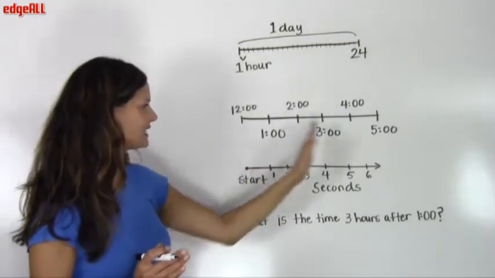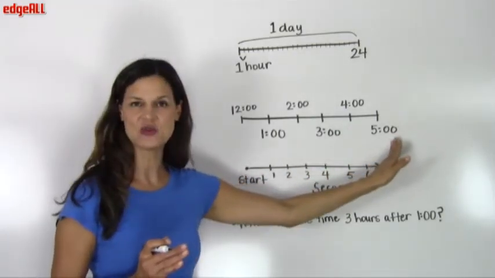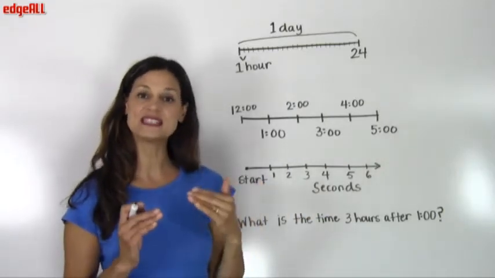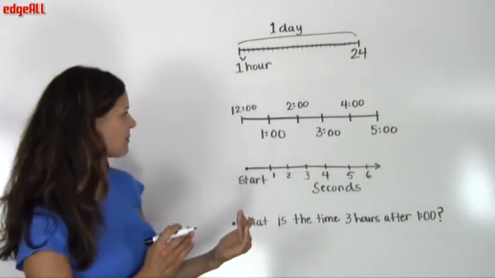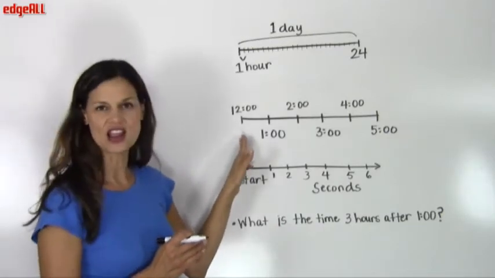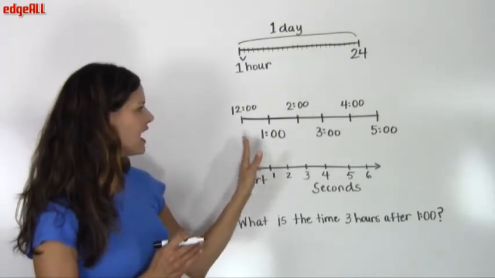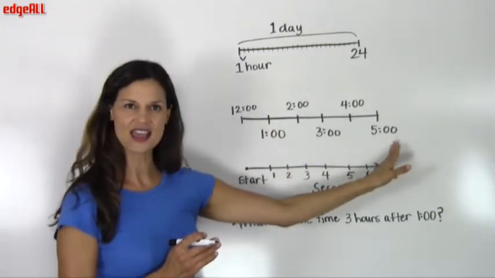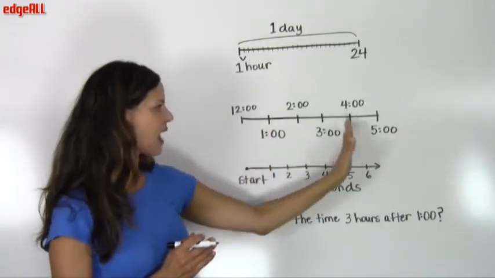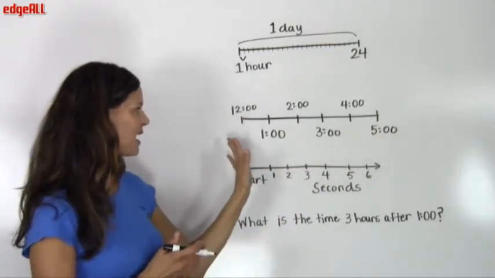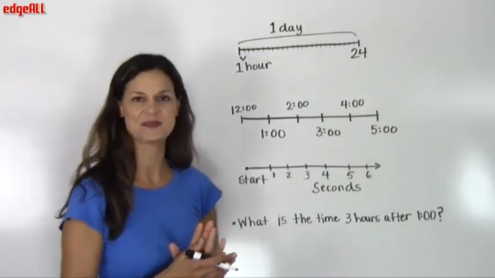So we can take a line like this, much like you would use a number line, and we can map out a specific period of time. So in this example here, I have the time from 12 o'clock until 5 o'clock, mapped out 1 hour at a time on a number line that uses my measurement of time.